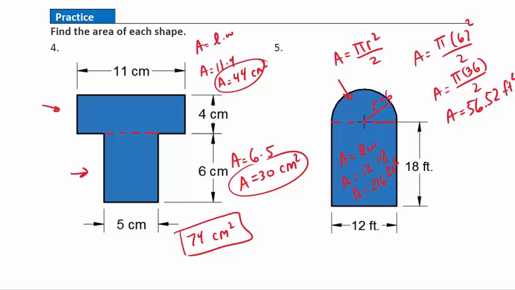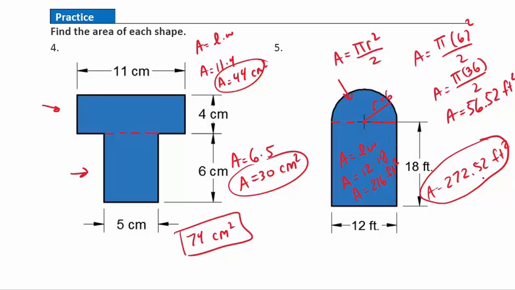square feet. Now I want to add these together, so the total area here is going to be 56.52 plus 216, and that's going to give me 272.52 square feet.